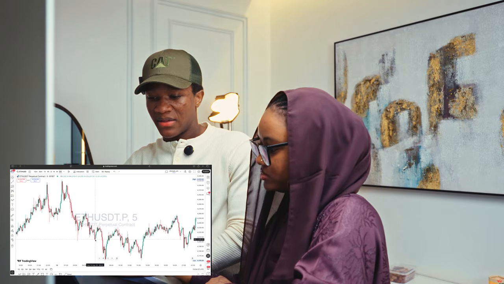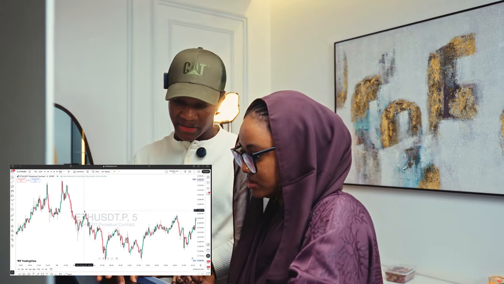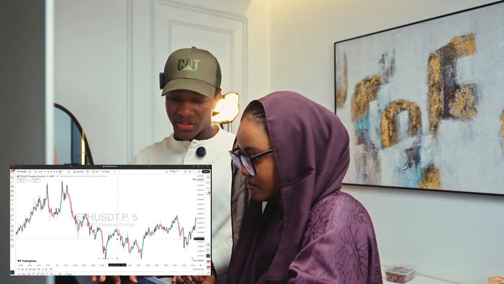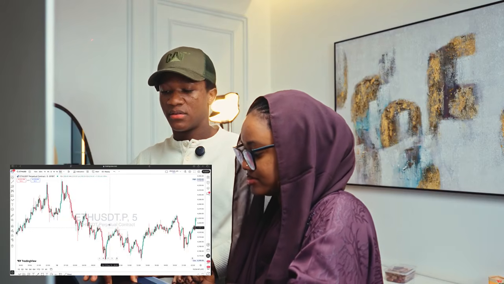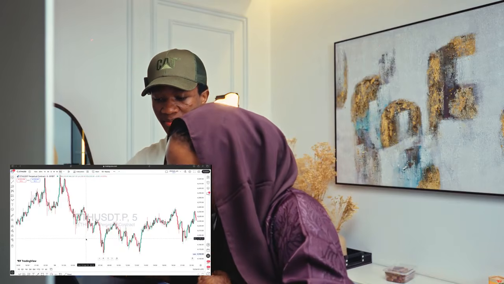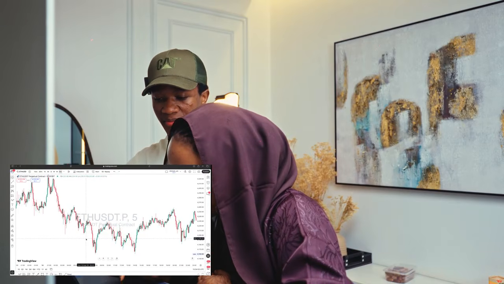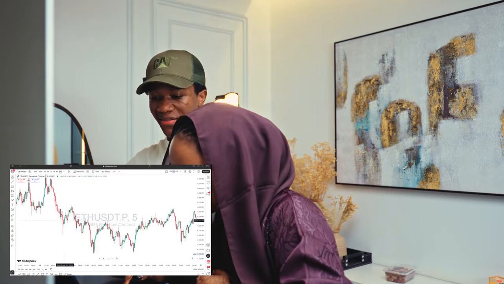Where I put the arrow, you believe that it's from here that the market started crashing? Yes. And the market is bearish. Start showing me break of structure all over. But if you don't know, it's okay. You don't need to zoom anything. I've done it for you.